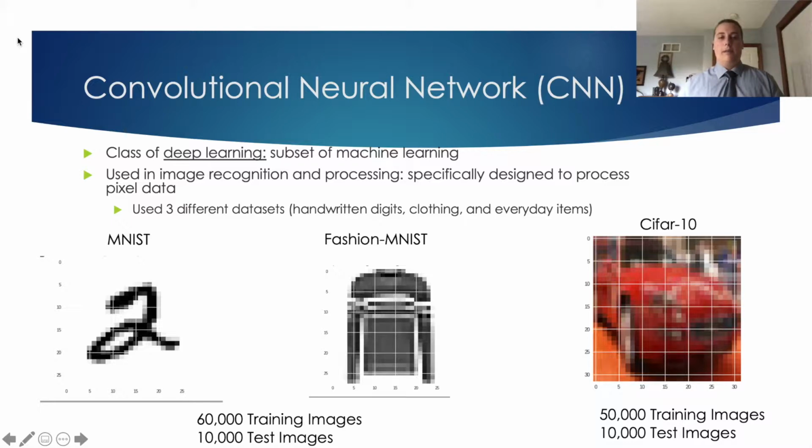So the first 2, MNIST and Fashion MNIST, are grayscale, and they contain 60,000 training images and 10,000 test images. And the MNIST is handwritten digits from 0 to 9, and the Fashion MNIST is clothing items like hoodies, pants, shirts. And the CIFAR10 had 10,000 less training images, and it was also colored, so it had RGB pixel values instead of grayscale. And it contained cars, planes, more everyday items that we see.